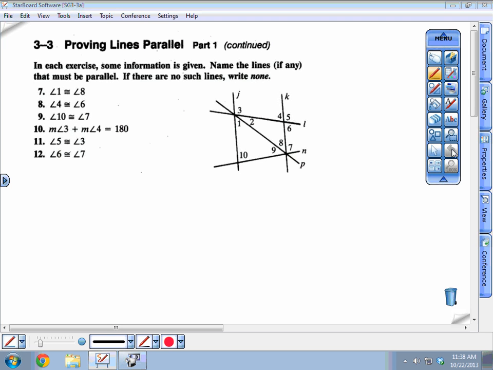Okay, now, number 9, 10 and 7 are congruent. So if 10 and 7 are congruent, what kind of angles would they be if they had two lines that form the angles in a transversal? Corresponding angles, right? And if they're equal, what do we know is parallel? The lines J and K, okay? These two must be parallel because those are corresponding with that as a transversal, okay?